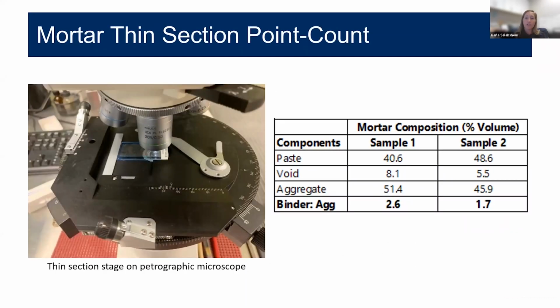We're also able to do a point count analysis on a thin section, and that allows us to collect a binder to sand ratio. We count total points intersected as paste, void, or aggregate. We convert those to volumetric percentages, and then we can use an empirical equation developed within WJE to provide that binder to sand ratio. This point count analysis has been used to supplement the chemical analysis testing and helps provide more accurate information to the chemists for their calculations and assumptions.